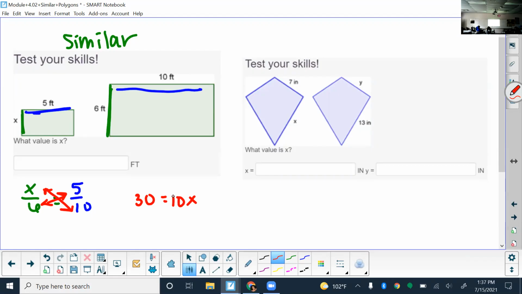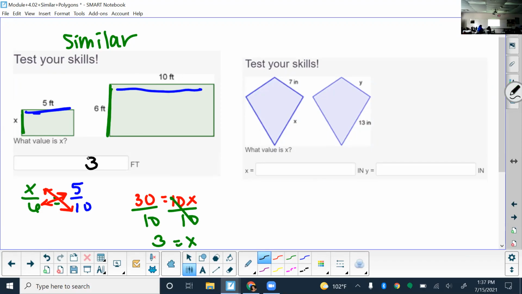So do that on each side. It'll cancel out on the right side. And what you do on one side, you have to do to the other. So that's how we figured out that x equals 3. All right, so that goes in this first blank. X is 3 feet.